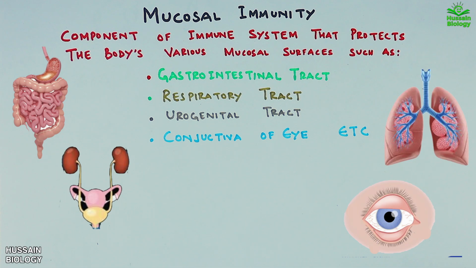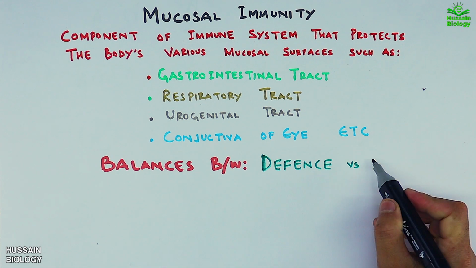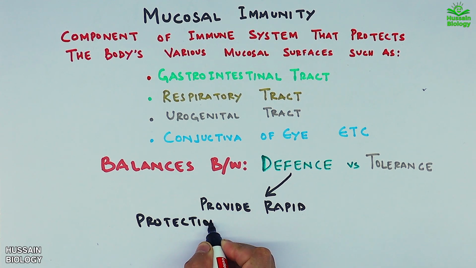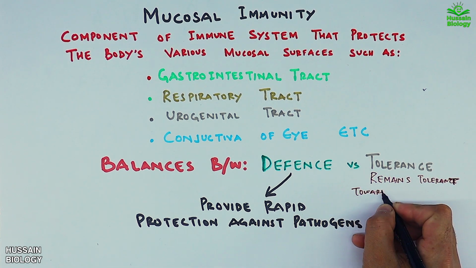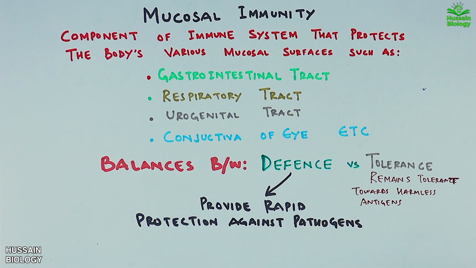The primary function of mucosal immunity is to maintain a balance between defense and tolerance. It provides rapid protection against pathogens, while at the same time remaining tolerant towards harmless antigens such as food antigens and commensal microorganisms. This balance between defense and tolerance is the defining feature of mucosal immunity.